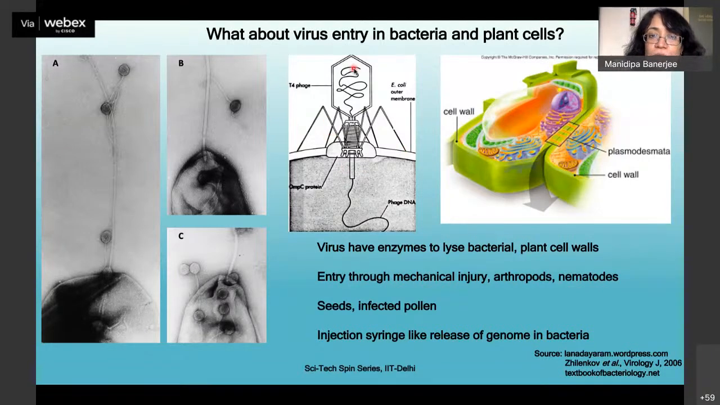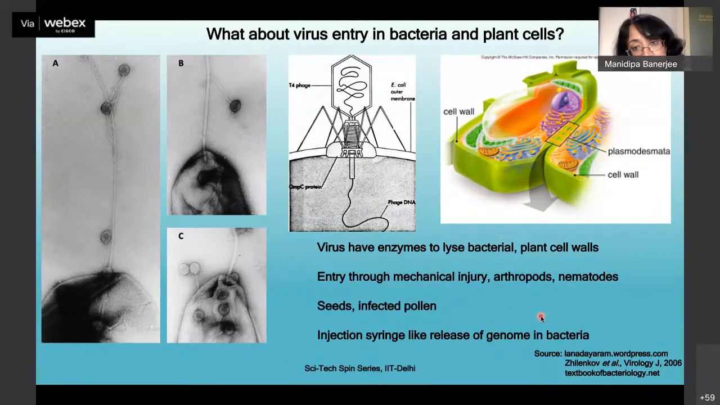Just like an injection syringe is used to pump drugs in our system, similarly this bacteriophage uses the syringe-like material to pump its genome inside the bacteria. And once the genome is inside, then it can just multiply and make lots of virus particles, because it has all the information for making the viral proteins as well as to make multiple copies of the genome itself.